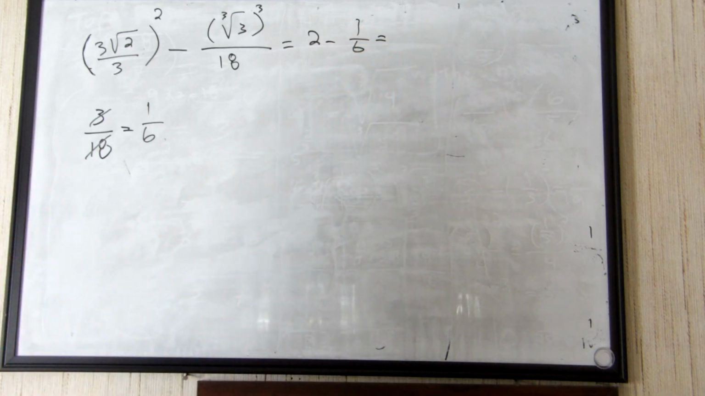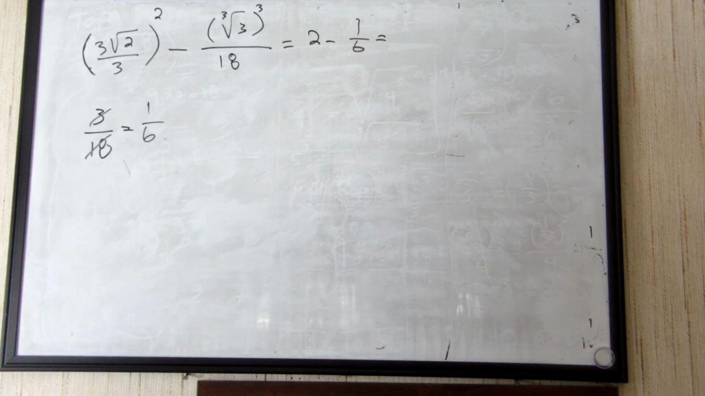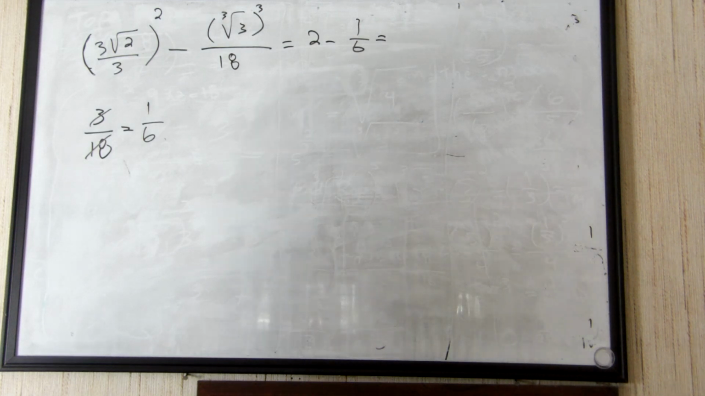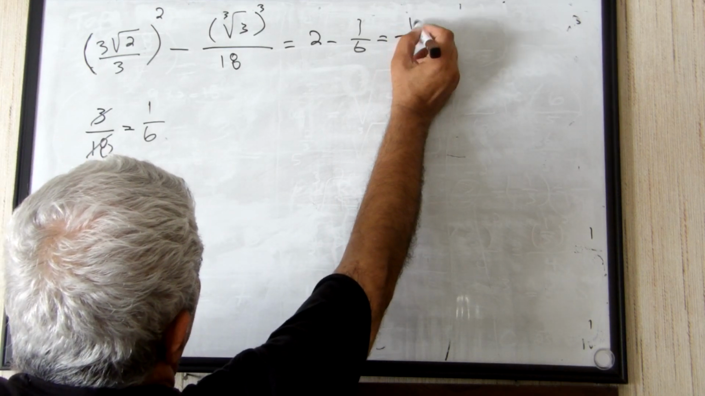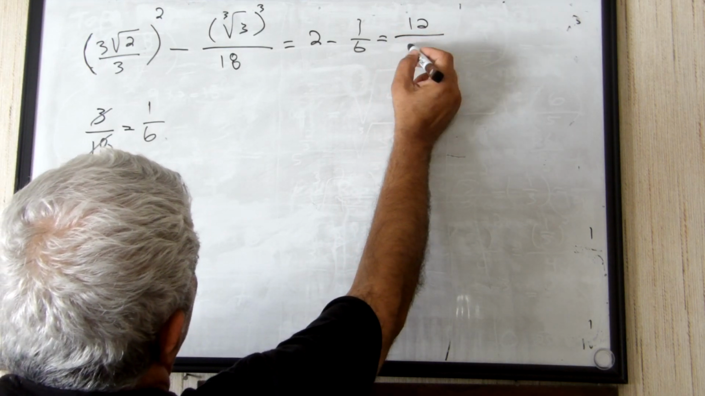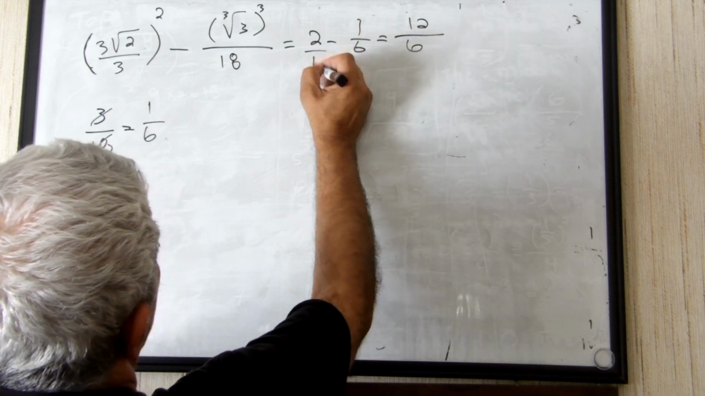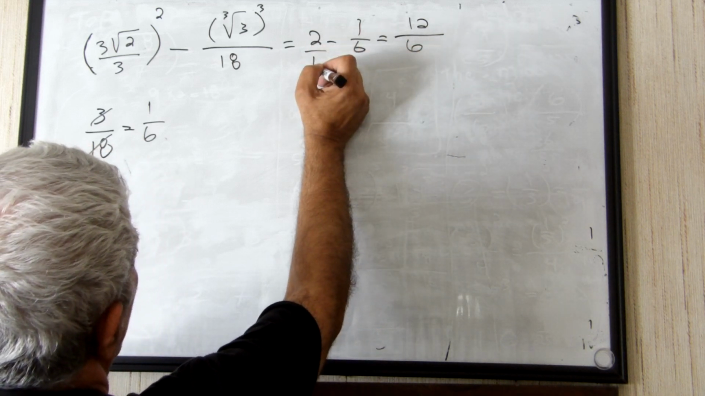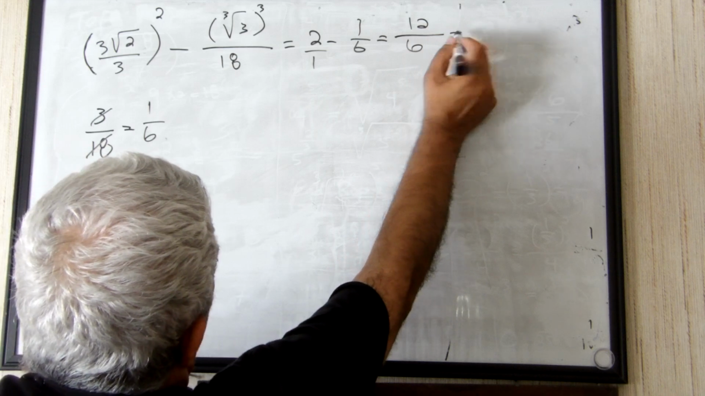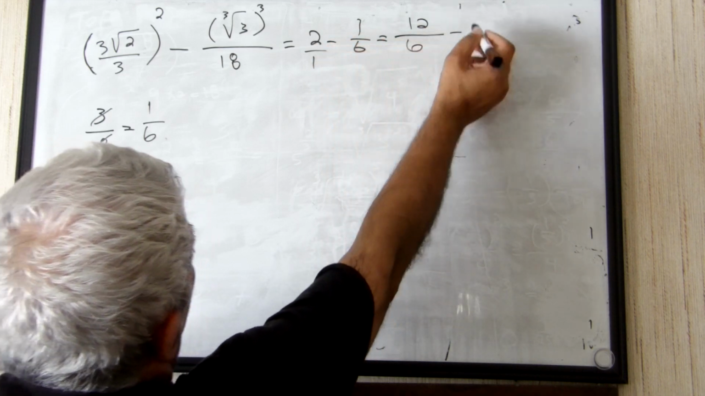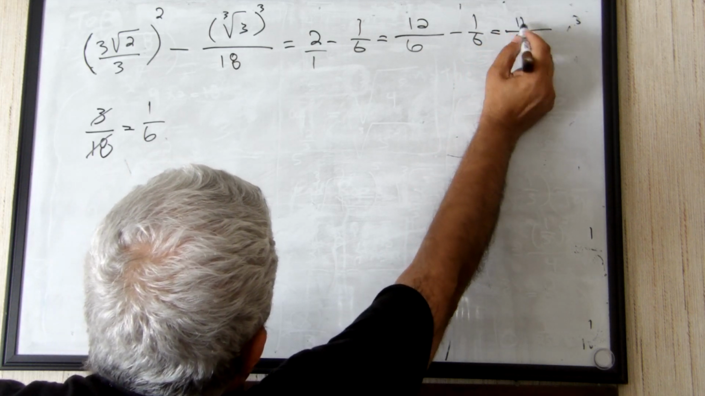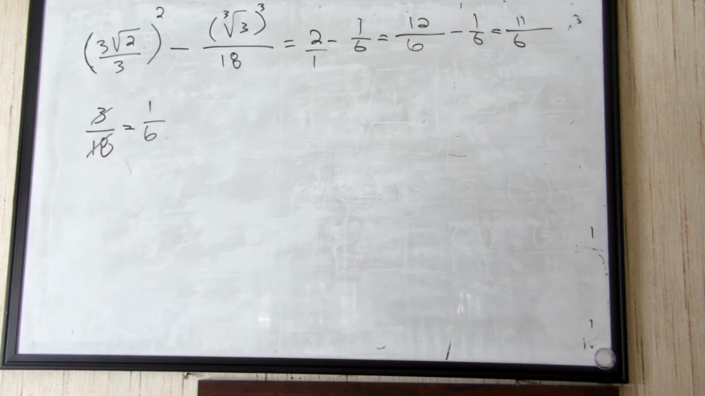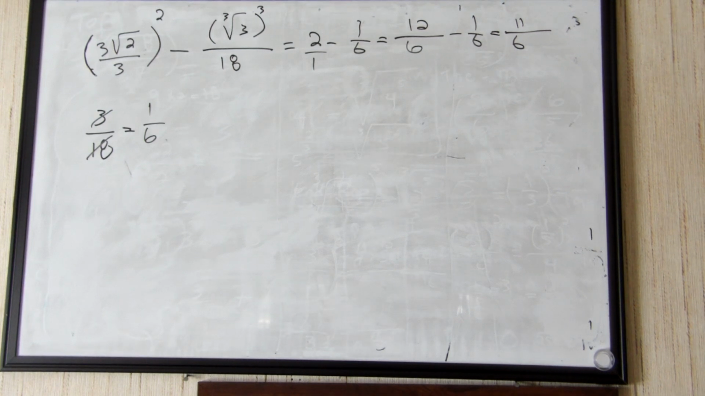And then you know how to do that: you multiply the numerator and denominator of the first one by 6, so we have the common denominator. 2 times 6 is going to be 12, and 6 times 1 is 6, so 12 over 6. This is the same as 2 minus 1 over 6. So the answer is going to be 11 over 6. Okay.